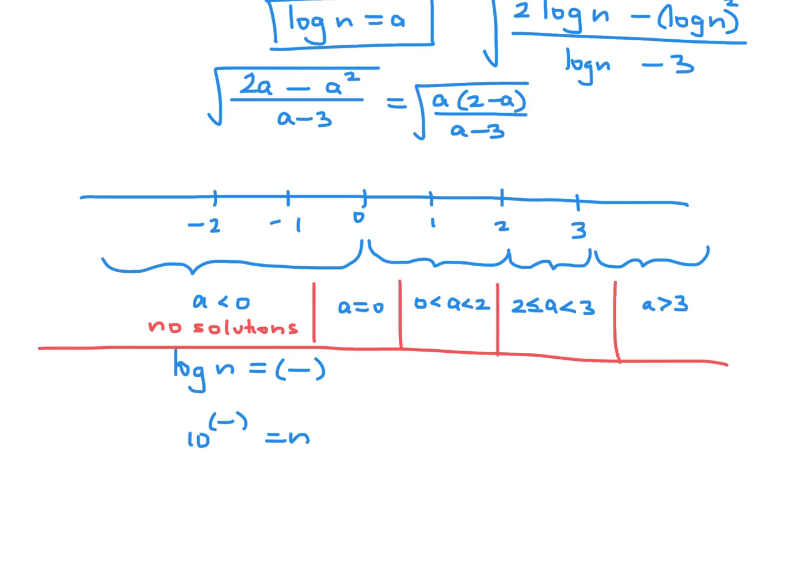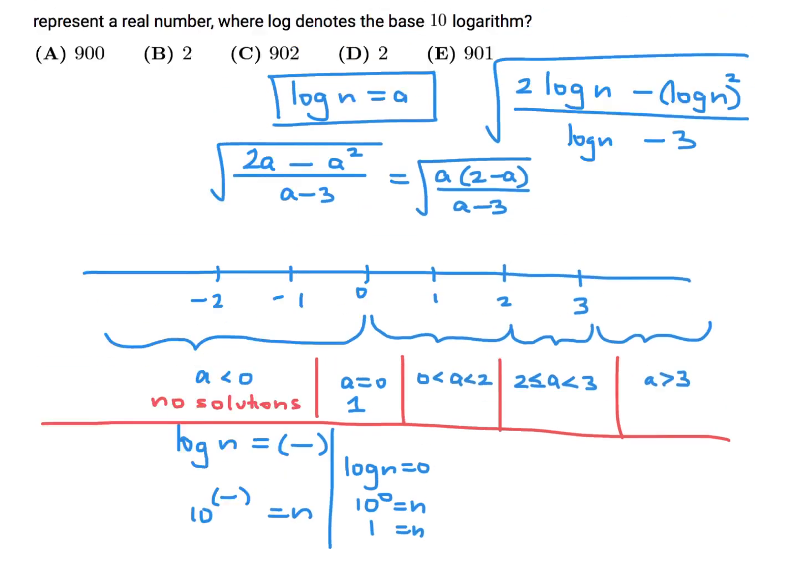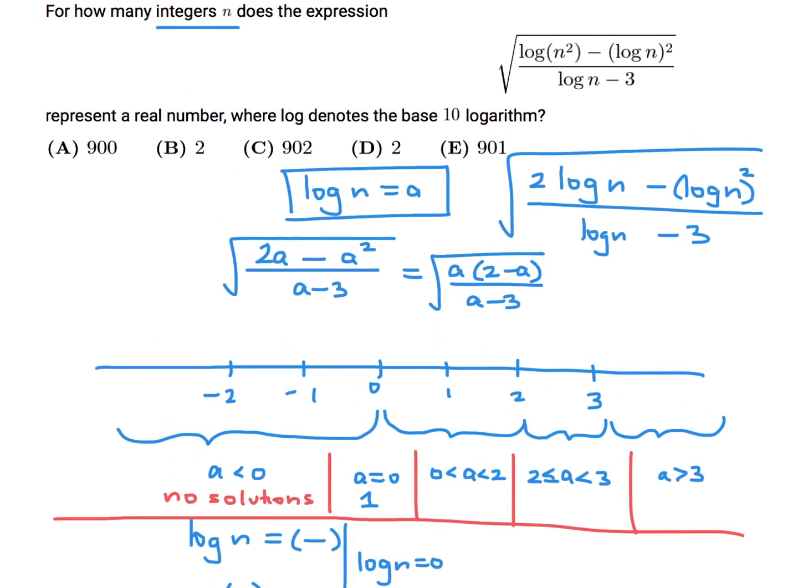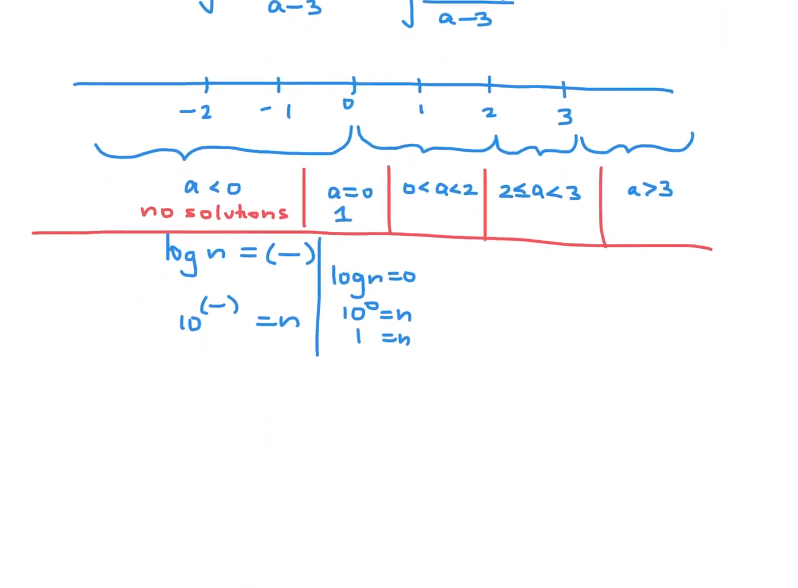Let's keep going. So then a equals 0. That means the log of n is 0. So that means 10 to the power of 0 is n. So therefore n equals 1. Okay, so that's one solution. Just put 1 there as the number of solutions, because I think at the end they just want how many. So how many would be the number of solutions. Okay.